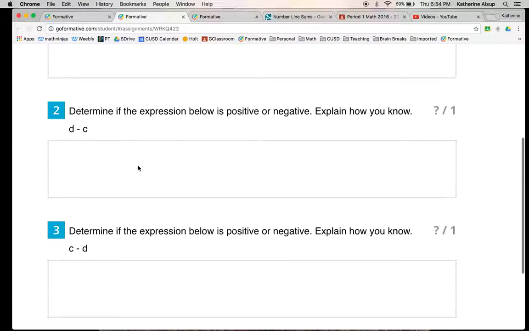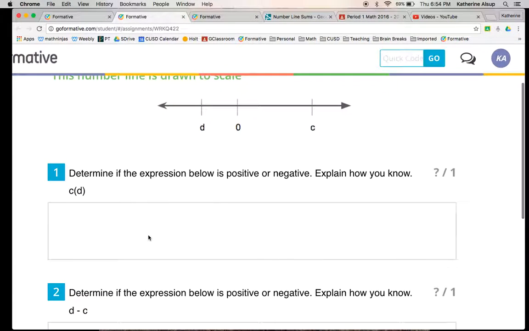For question 3, it's subtraction again. This time it's C minus D, so the order has been changed, which will change the answer. It will change the difference. When you switch the order with subtraction, you will get a different answer. So now I'm starting at C, and I'm subtracting D. That means I'm starting at a positive. I am taking away a negative. I actually move up on my number line. It's like adding a positive. So it will definitely be positive because I'm starting at a positive number and moving up.